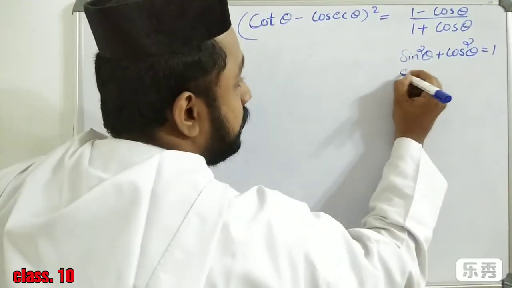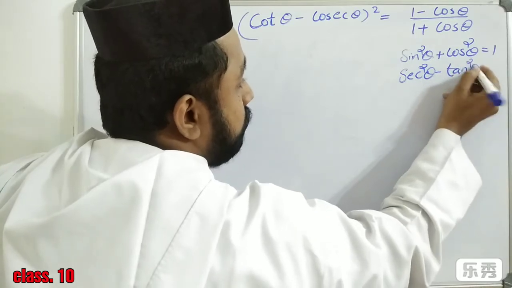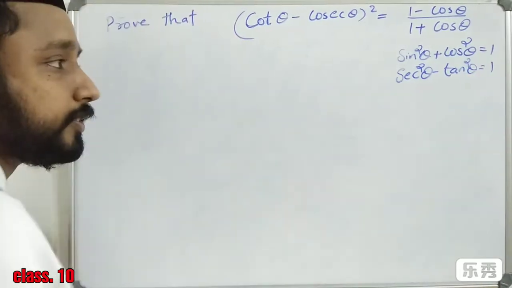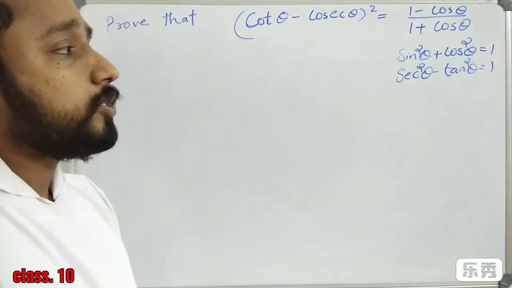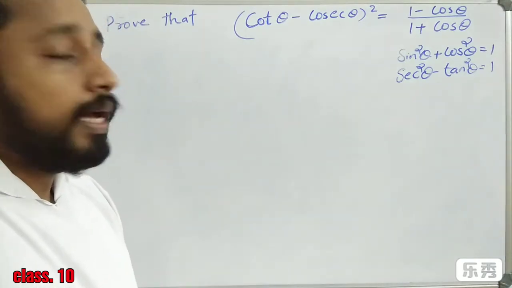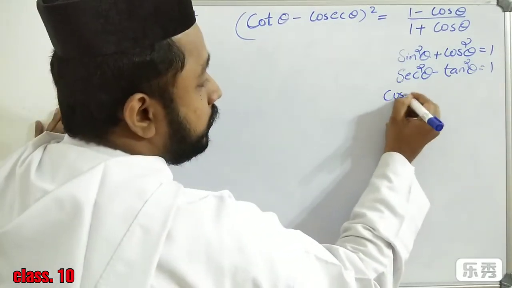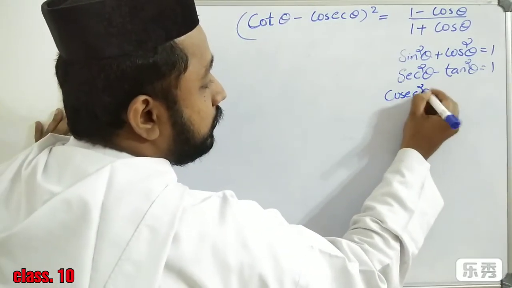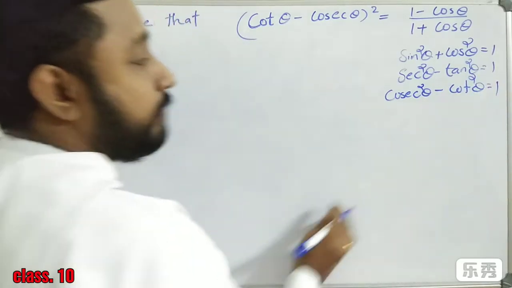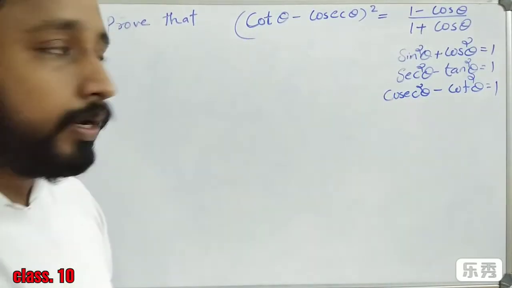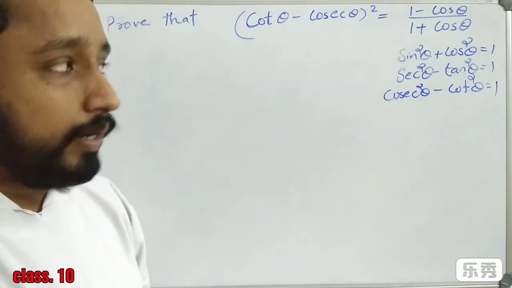Second identity is sec square theta minus tan square theta, which is equal to 1. Sec square A minus tan square A is equal to 1. Here we use theta. So sec square theta minus tan square theta is equal to 1. And one more identity, cosec square theta minus cot square theta, which is equal to 1. From this also we will get two more identities. So cosec square theta minus cot square theta is equal to 1.